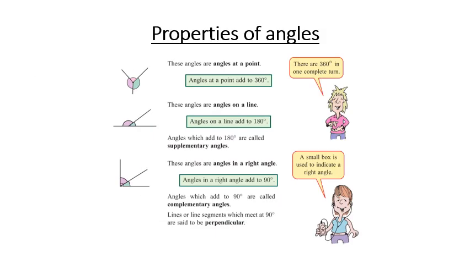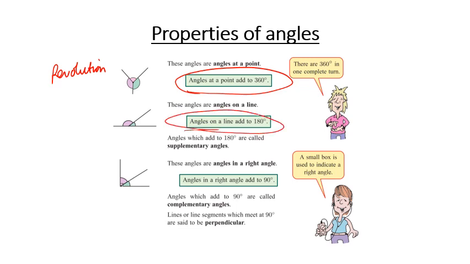Okay, really quickly, just some properties of angles. So angles at a point, angles that surround a point, all add up to 360 degrees, and that's very similar to a revolution, because they all add up to the same amount as a revolution, so 360 degrees, so all the angles around a point. The angles on a line add up to 180 degrees. Similar, so this is like a straight angle, or a couple of angles that add up to a straight angle.